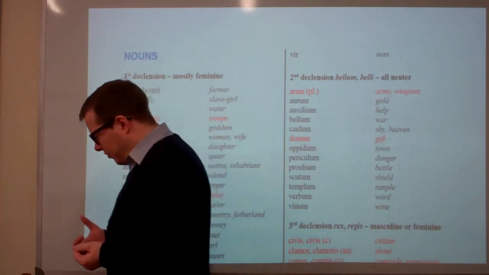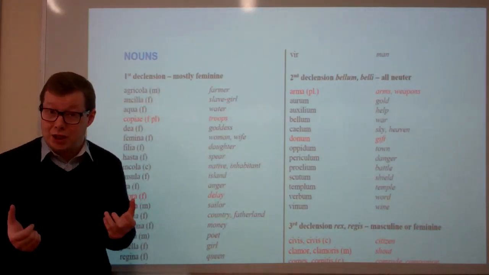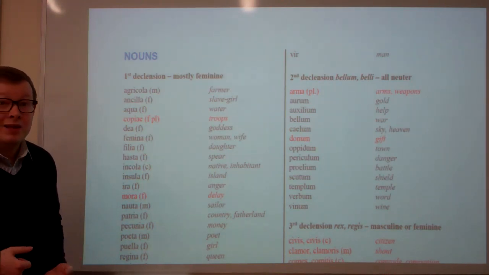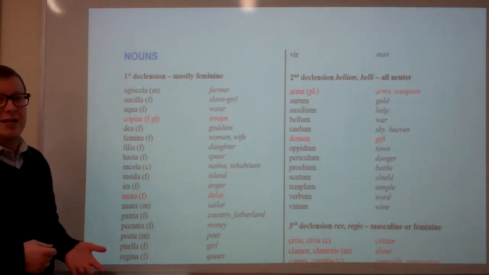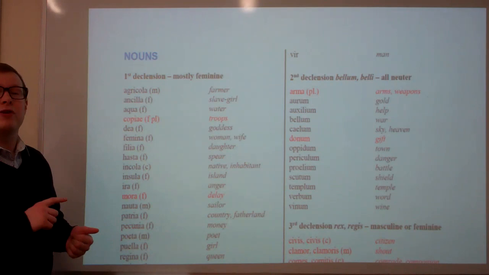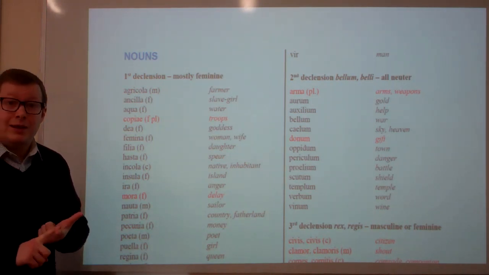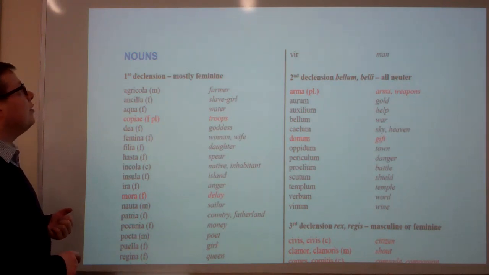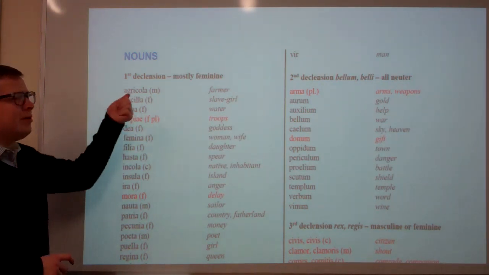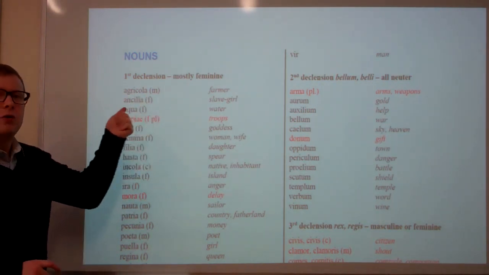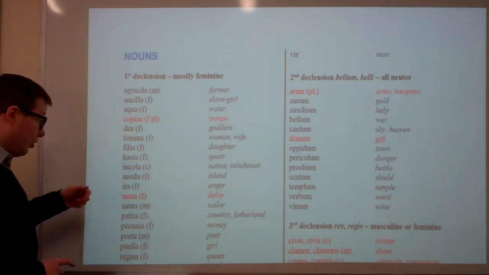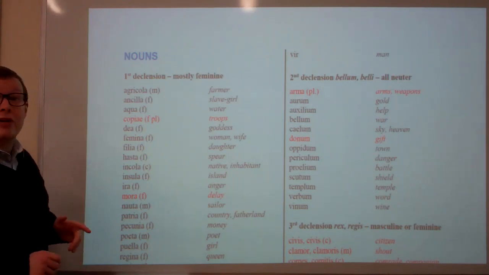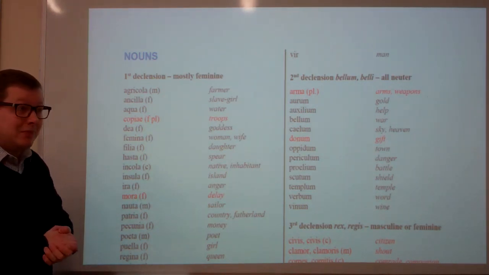Now, where verbs are divided into conjugations, nouns are divided into declensions. There's actually 5 declensions in Latin, but you only need to know the first and the second for level 1, and then the first, second and third for level 2. First declension nouns are almost all feminine. The only exceptions, other than incola, which I just mentioned is common, the only other exceptions, I'm afraid to say, are on the grounds of sexism.